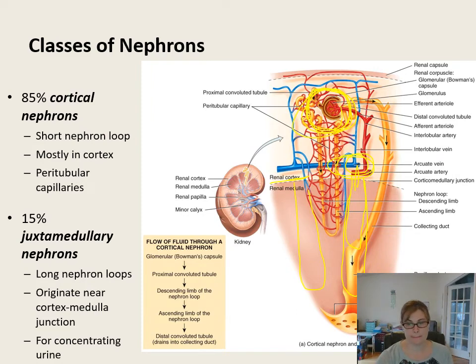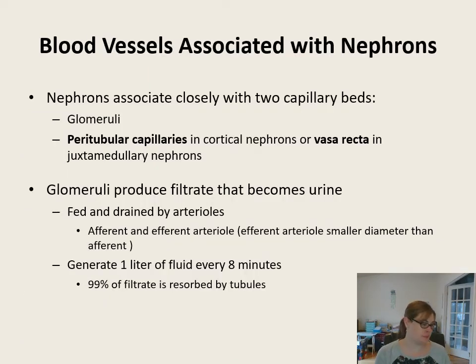Okay, so as far as blood vessels that are going to go with the nephrons, we already talked about the glomerulus being a knot of capillaries, and we also talked about the peritubular capillaries that surround those nephrons. In the juxtamedullary nephrons, the ones with a really long loop that starts a little lower down, closer to the border between the cortex and medulla, they're peritubular capillaries, but they're called vasa recta, which means straight vessels.